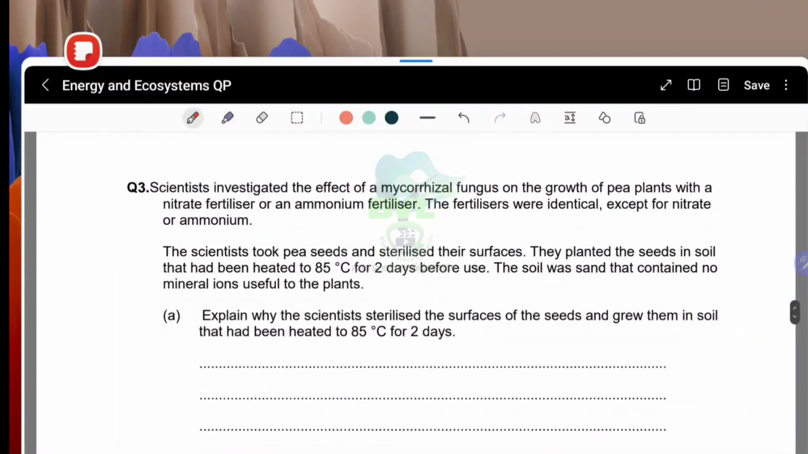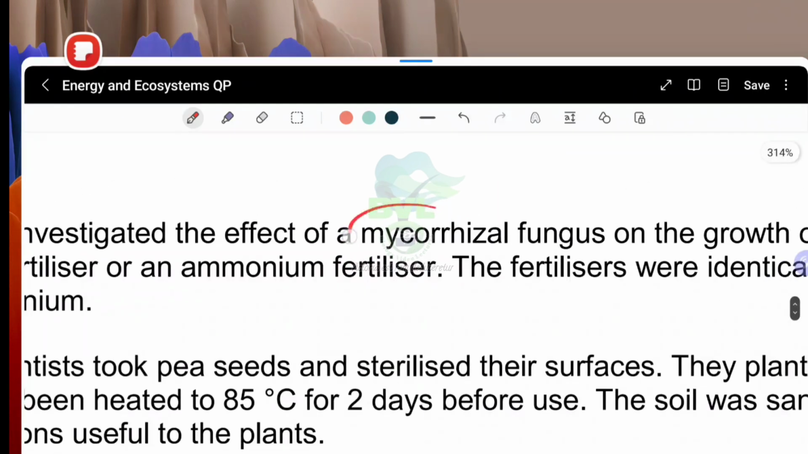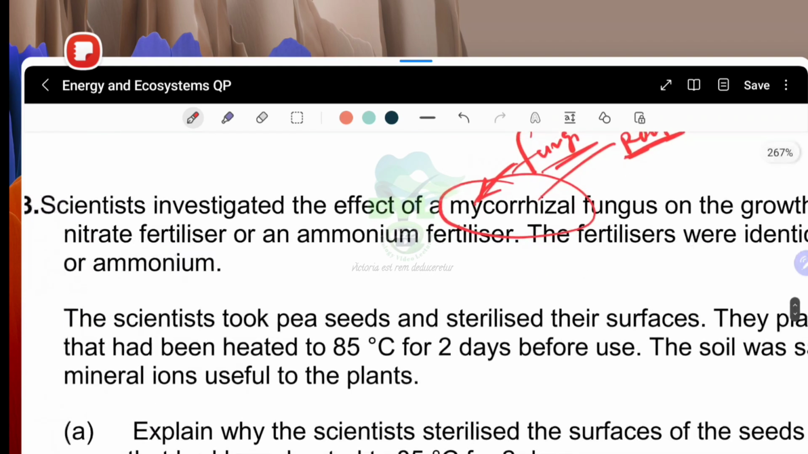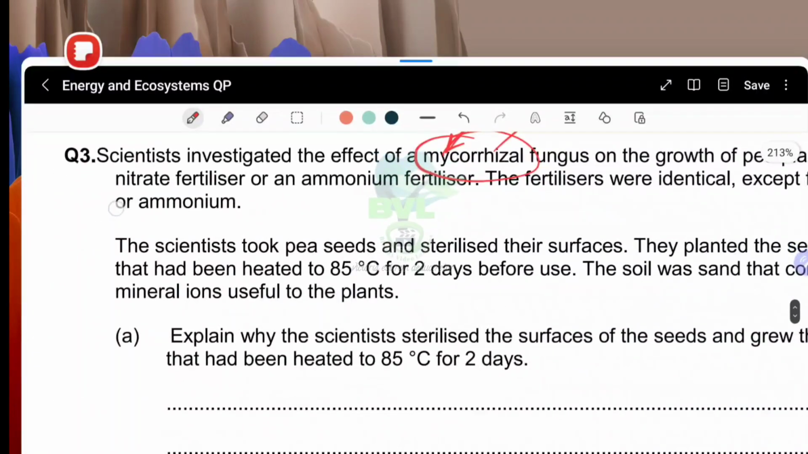The next question says, scientists investigated the effect of mycorrhiza on the growth of pea plants with a nitrate fertilizer or an ammonium fertilizer. The fertilizers were identical except for the nitrate or ammonium. Now, before we move on, remember this word, mycorrhiza. When you hear the word myco, it means fungi. Rhiza has to do with root. So it's like an association between plant root and fungi, so to say.